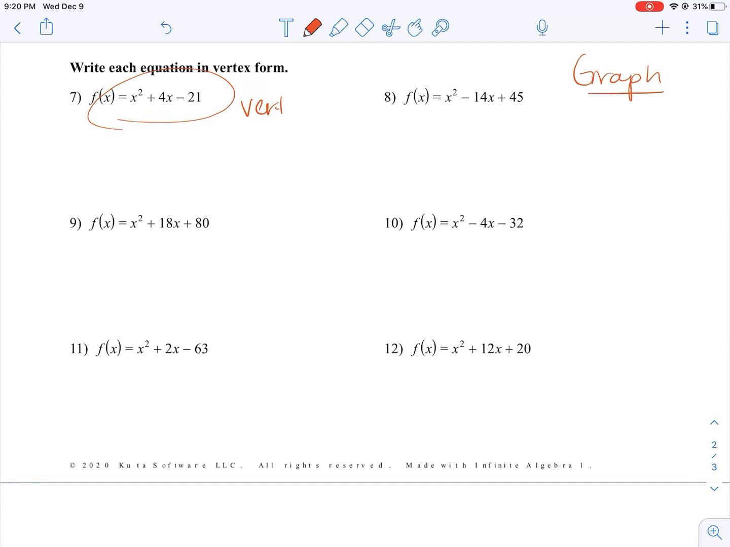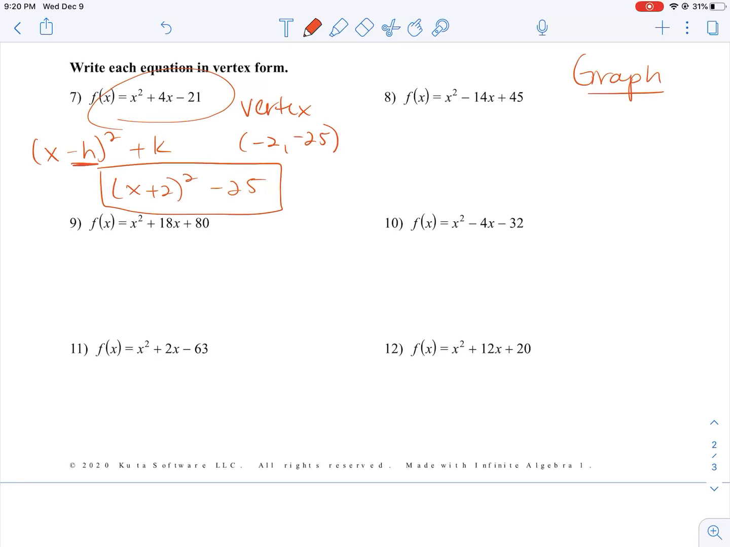So vertex negative 2, negative 25. Remember the vertex form is x minus h squared plus k. And remember we're using the opposite sign for h only. So it's going to be x plus 2 squared minus 25. There's my vertex form. So again, you're graphing, pulling the vertex, plugging it in, practicing writing that in.